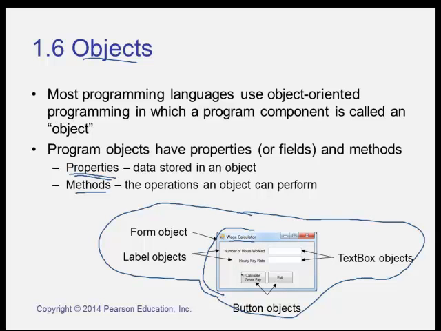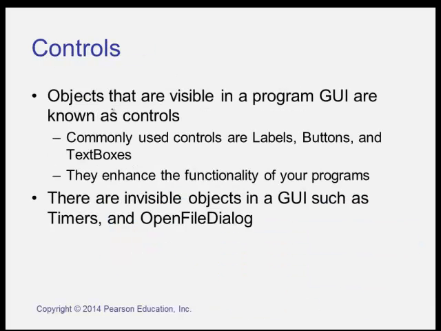Now I can create another instance of a form, and I can make it a different height and a different width and have a different title. Each form object then has its own data. Objects that are visible, if your user sees them, are known as controls. There are also invisible objects. Invisible objects are still objects, we just won't call them controls. And as we go through the semester, we'll learn a couple of the invisible objects.